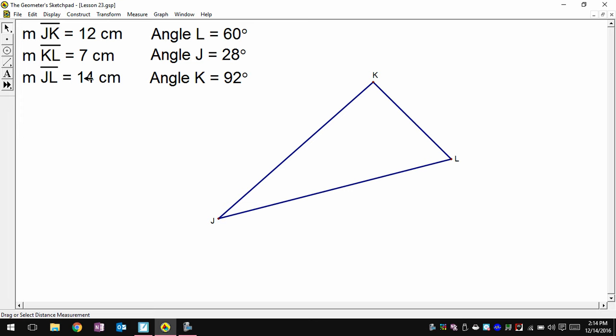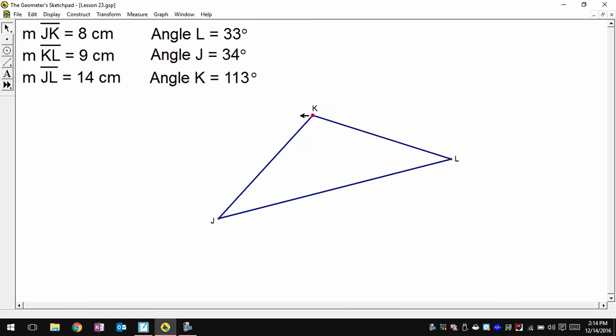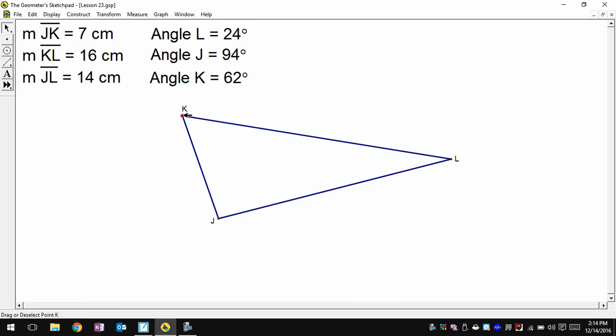So right now the way I have it, the biggest one is JL, and the angle across from it is the biggest angle. KL is the smallest side, across from the smallest angle. And if I move that around and I re-look at the lengths of the sides and the measures of the angles, now KL has the longest side and it's across from the biggest angle. JK is now the smallest side and it's across from the smallest angle.